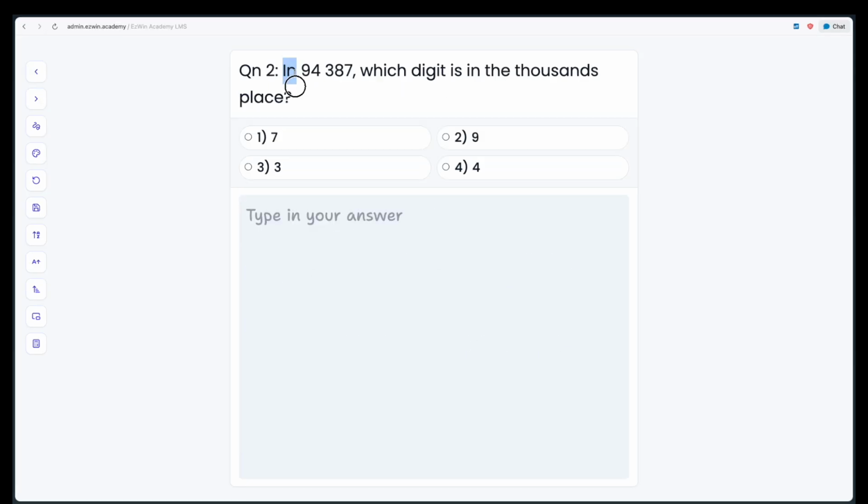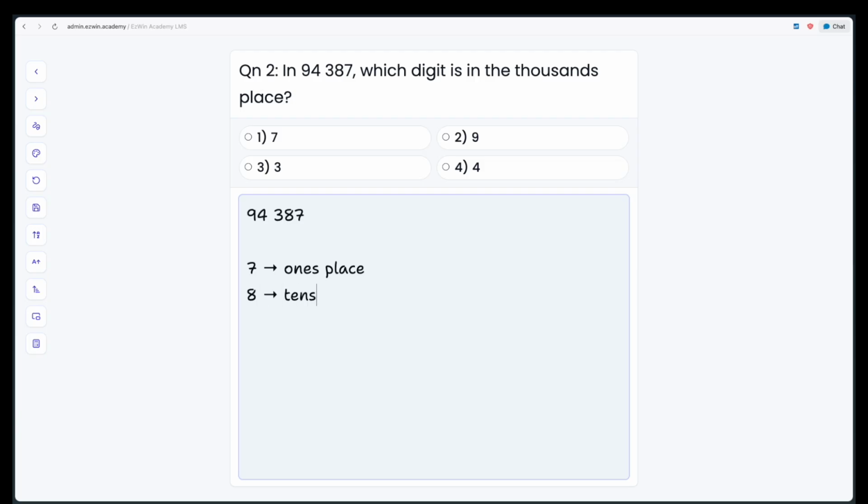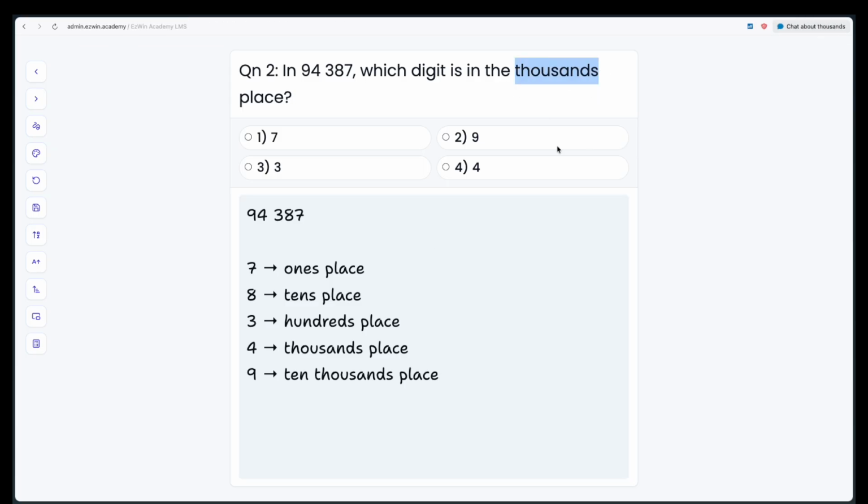Question number 2. In 94,387, which digit is in the thousands place? Okay, so let's go over each of the different digits. Let's start with the 7. The 7 over here is the ones place. Then the 8 is in the tens place. Then the 3 is in the hundreds place. Then the 4 should be the thousands place. And lastly, the 9 should be the 10,000s place. So what place are we looking for? The thousands place. So this is number 4 in this case.